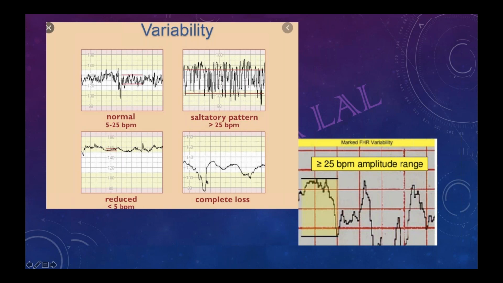Again, if you see this is a deceleration, and you will find there is no variability.